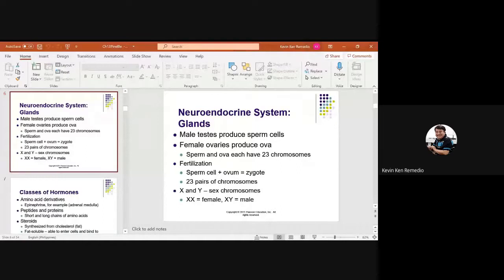So the X and Y are the sex chromosomes. For the female, it's the X and X. For the XY, it's male. So if the doctor sees XX sex chromosomes, female. If XY, the infant is male.